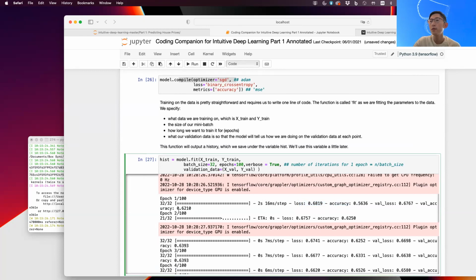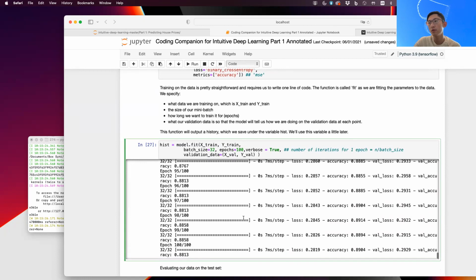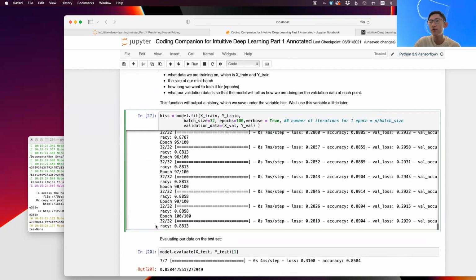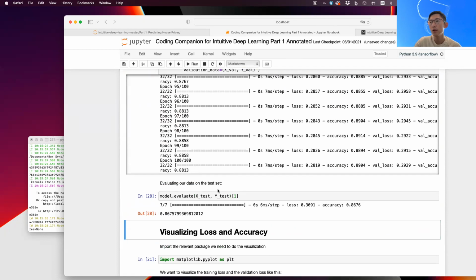Okay, so this is the model training part. We see that for this example, it shows convergence. Then we use the evaluate function, model evaluate on our test sample. If we run this, we see it gives a test accuracy of 0.86, which is reasonably good.